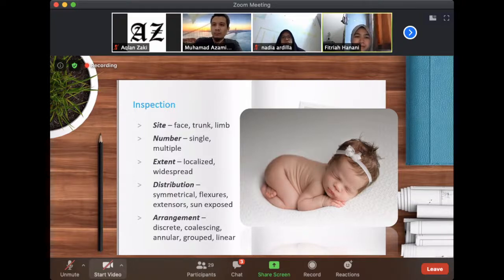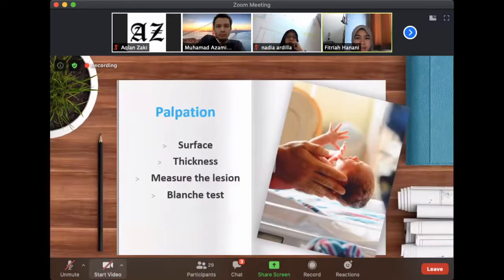We need to know the site of the rash, whether the number of rashes is single or multiple, and whether the extension of the rash is localized or widespread. Also the distribution of the rash, whether it is symmetrical, any common site for each disease, or the arrangement of the rash itself. And then next is palpation.